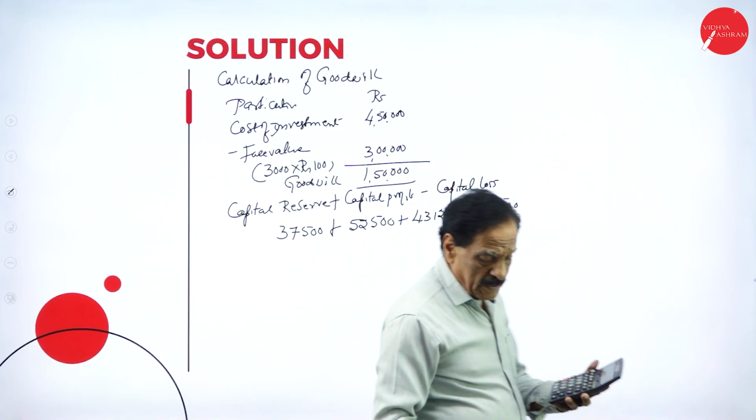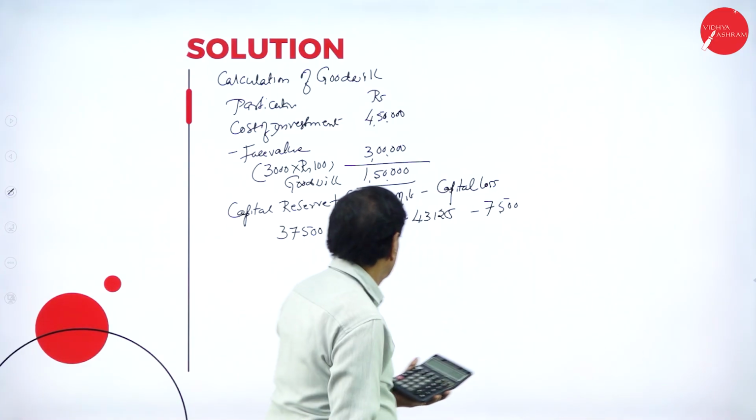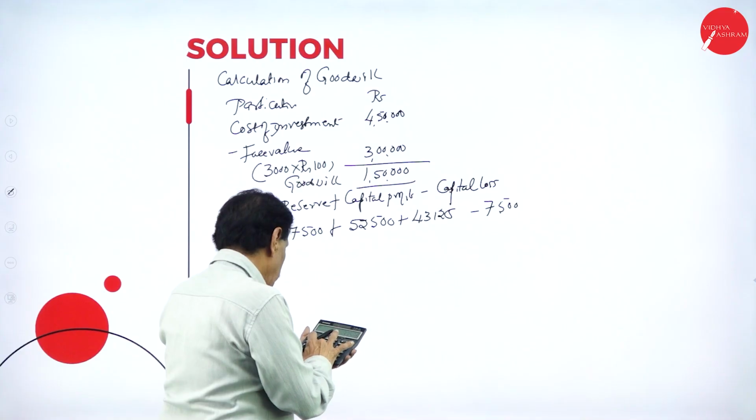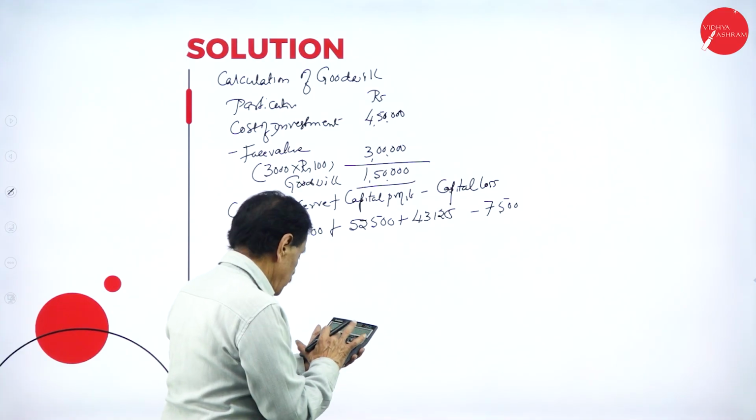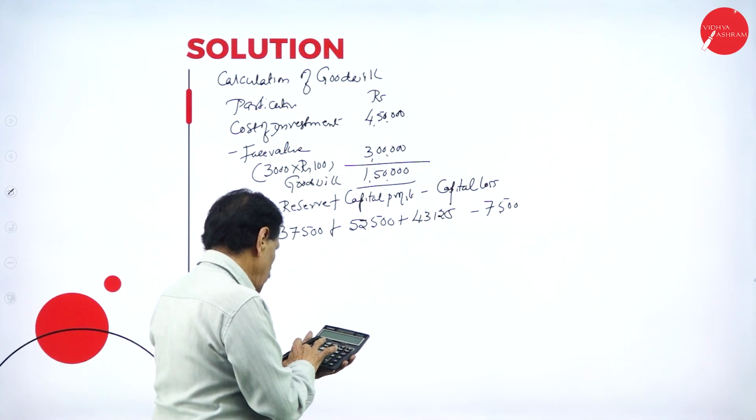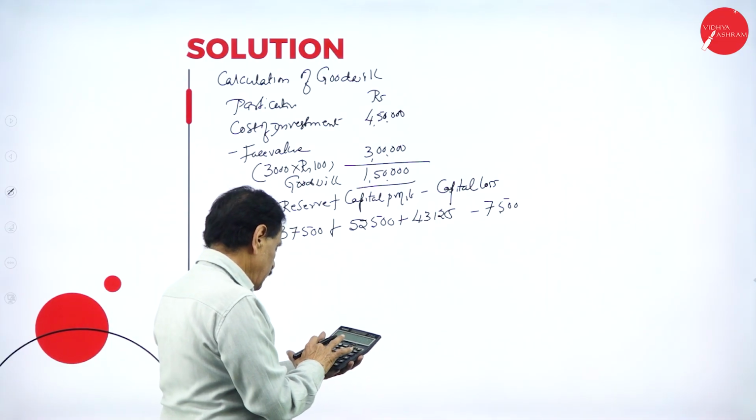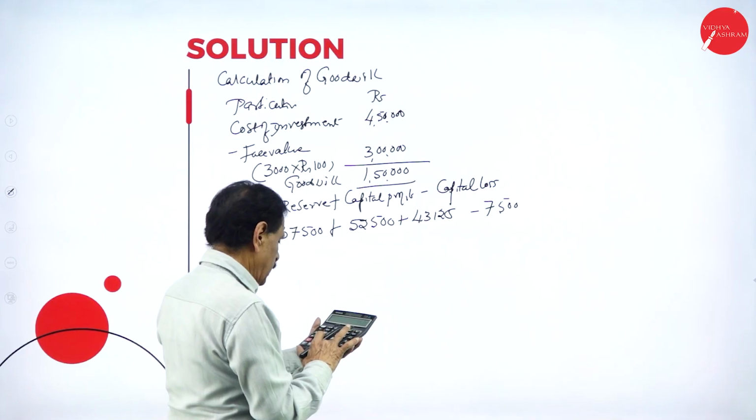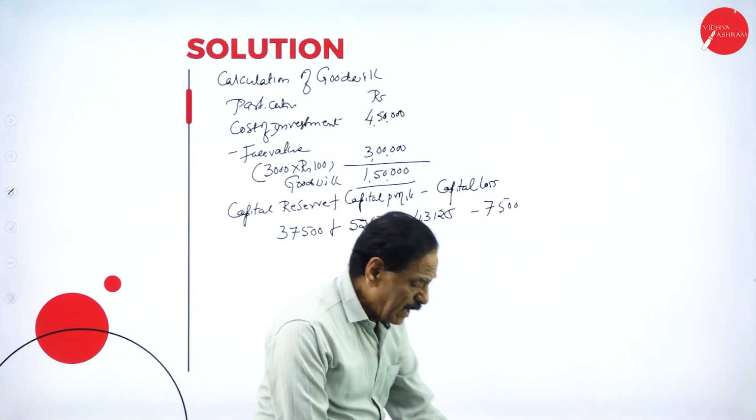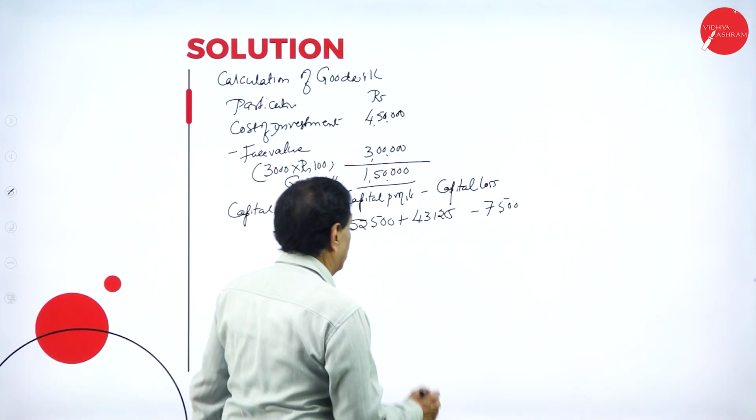This is 37,500 plus 52,500 plus 43,125 minus 7,500, which is 1,25,625.